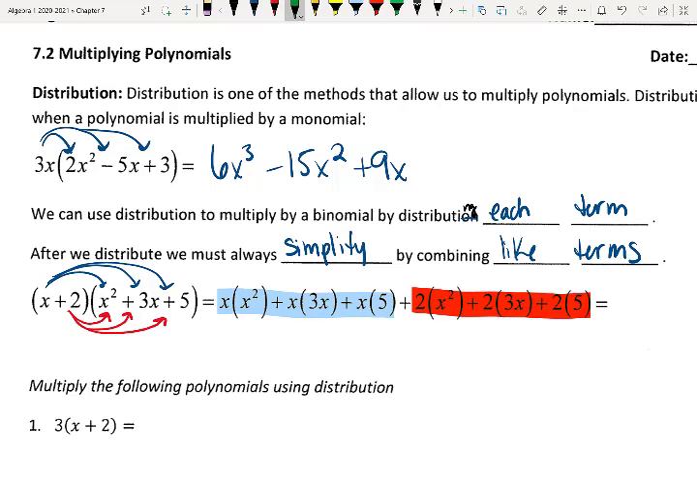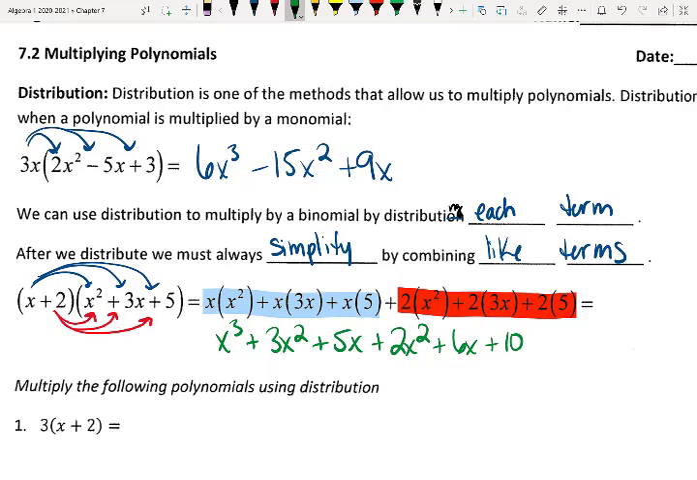X times x squared is x cubed. X times 3x is 3x squared. X times 5 is 5x. 2 times x squared is 2x squared. 2 times 3x is 6x. 2 times 5 is 10.